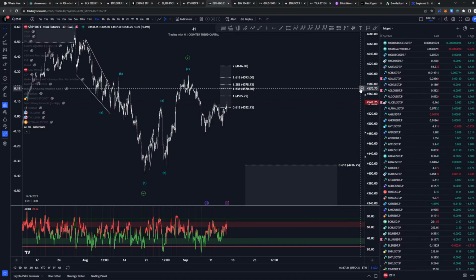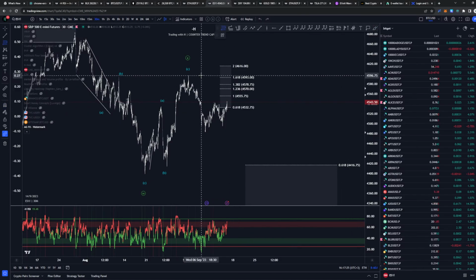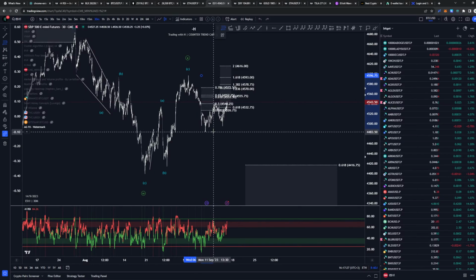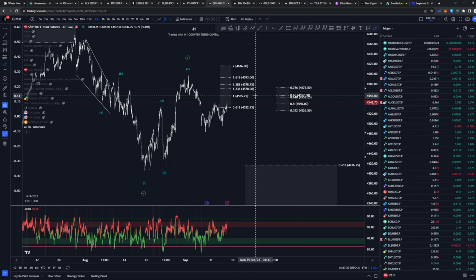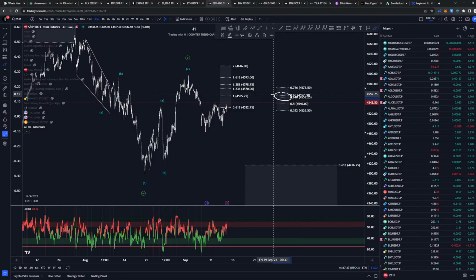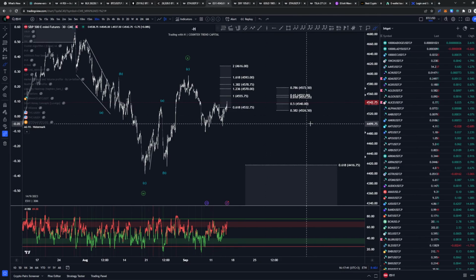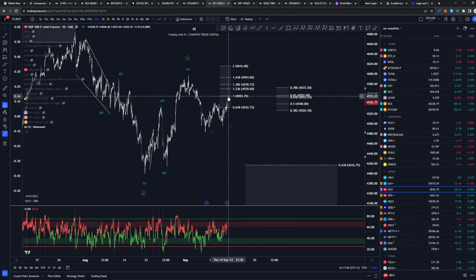I would want to be looking for short opportunities somewhere around the 1.236, but that might be a bit too high. There is confluence with the 0.786 there as well, but the golden pocket is right at the 1-to-1. So again, confluence is what you are looking for, and the golden pocket lining up with the 1-to-1 extension is something that I would be definitely seeking. So I probably want to be looking for that short opportunity here.